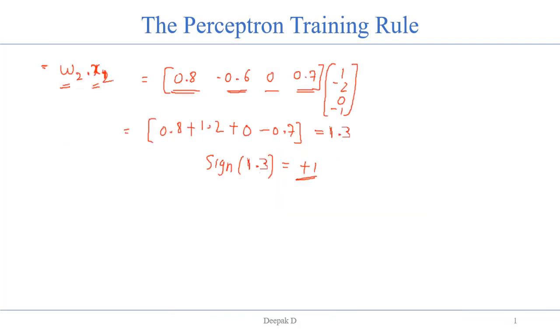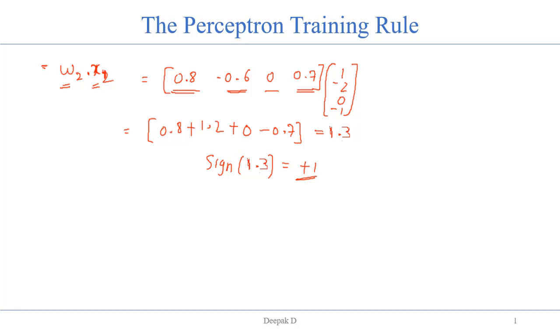Let's see that one. You can see the equation, that is w2 into x2. Here w2 is the updated weight value, and again it is multiplied with x2. x2 is the same as x1. So if we substitute these values in the equation, we get the value 1.3. If I apply the sign function to this 1.3, again I receive +1.